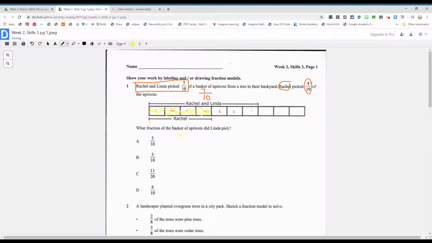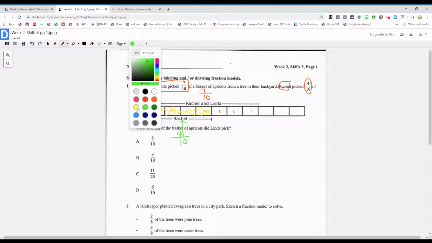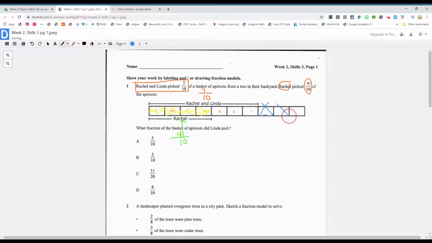So right here, well, let me use a different color, a little darker, sorry. We have 4/10 was for Rachel, 4 out of 10. So the question, boys and girls, is how much is Linda? Okay, and Linda's not whatever's left over here, boys and girls. They didn't even include these amounts.